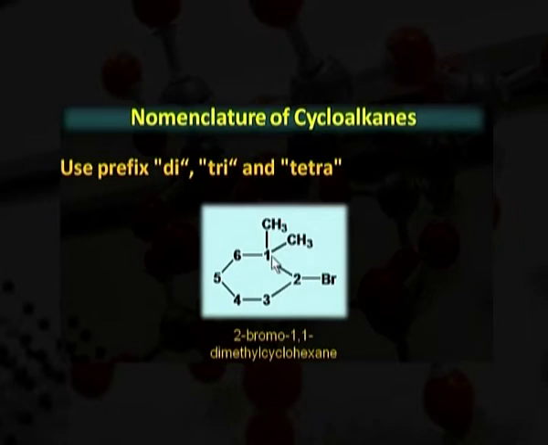So, we will use 1,1 then dash as per the nomenclature, then dimethyl because these methyl groups are 2 in number, then cyclo because it is having cyclic structure, hexane due to the presence of 6 carbon atoms, that is carbon number 1, carbon number 2, carbon number 3, carbon number 4, carbon number 5 and carbon number 6.